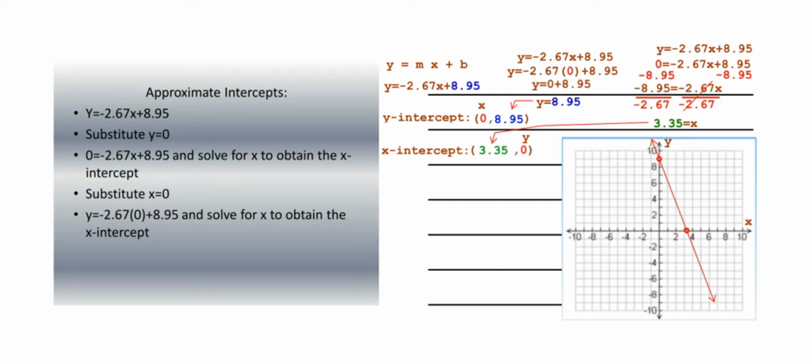So, this is our completed graph of our equation y equals negative 2.67x plus 8.95 using the intercepts, and this is based on approximate values.